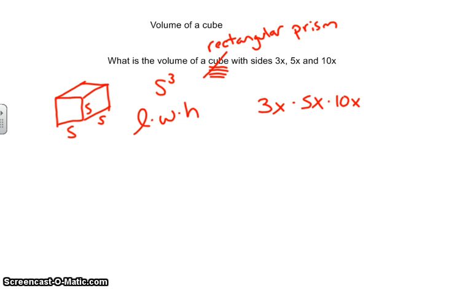So as we look at this, just like on our last one, our numbers we will multiply. 3 times 5 is 15, times 10 is 150. Now I just have to count my x's. 1, 2, 3. That's x cubed. And I am done.